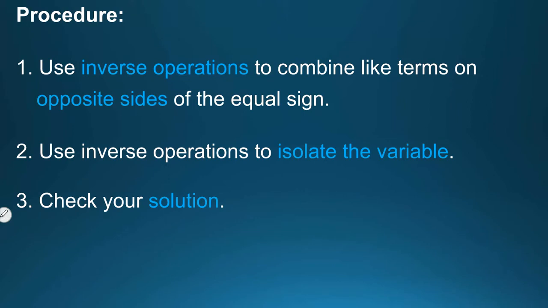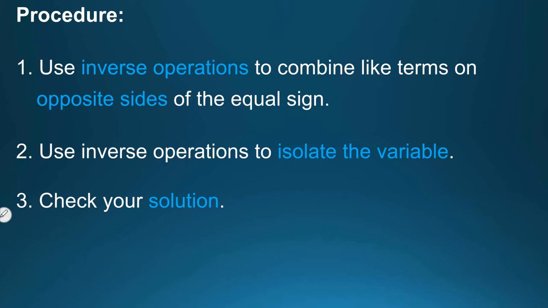Then we're going to use inverse operations once again to isolate the variable. That means get x by itself. You want to get rid of the coefficient. So if it's 3x, you're going to divide both sides by 3. If it's 5/2 x, you're going to multiply both sides by 2/5. And last, you're going to check your solution if time is allowed. Okay, so if you have enough time, go ahead and mentally check that answer. Make sure you've got it correct, or use your calculator to quickly check the answer.